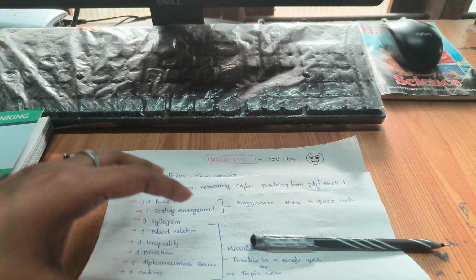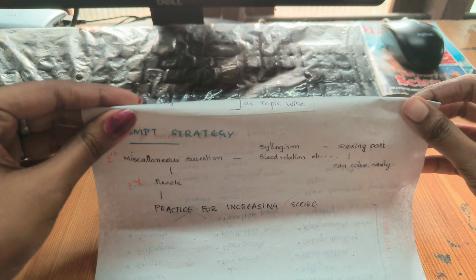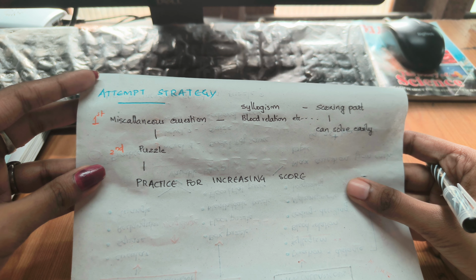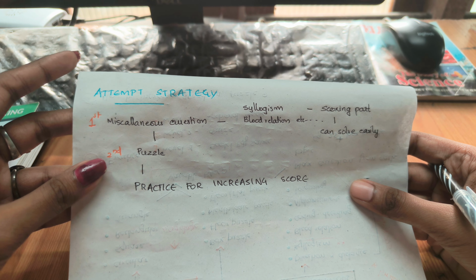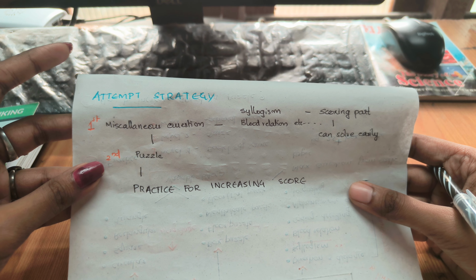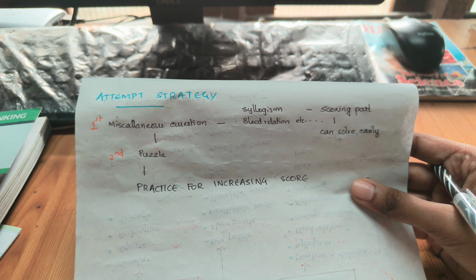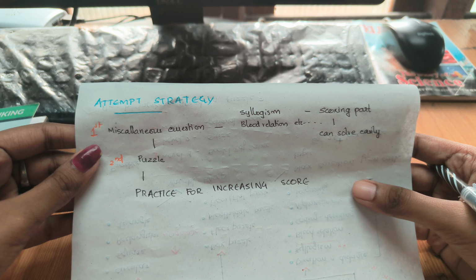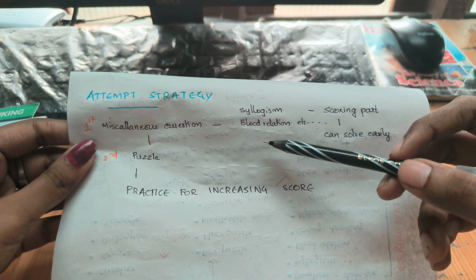And now I would like to discuss attempt strategy. What is the best attempt strategy for reasoning for increasing score? So this was the strategy which I used and actually it worked for me. I hope it will work for you also. When you start to attempt reasoning, start with miscellaneous questions, okay? Miscellaneous questions include syllogism, blood relation, inequalities. So these are the scoring part of reasoning, which means that we can solve these questions in less time.